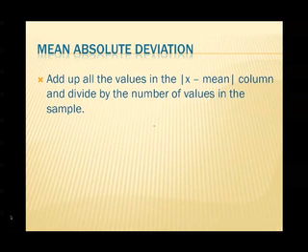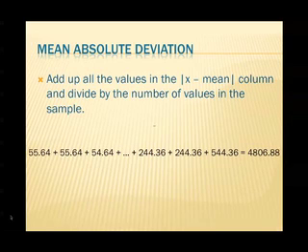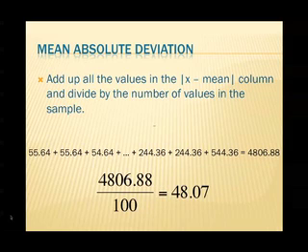Next, you must find the average or the mean of these values. As you remember from what we discussed about mean earlier, you must add up all the values and then divide by the total number in the set. So for our data, we got the mean absolute deviation to be 48.07. So on average, the data varies about 48 texts per day from the mean.